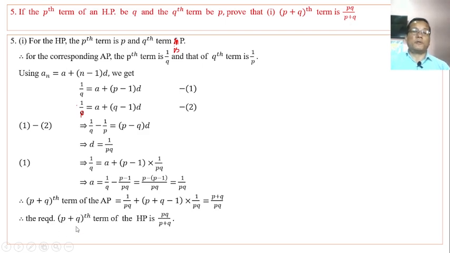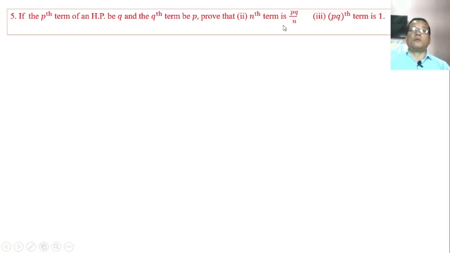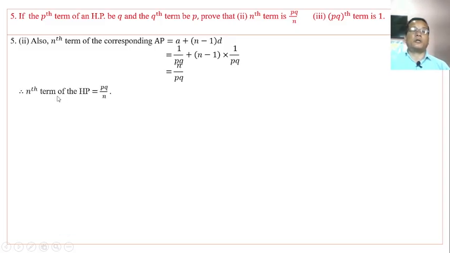Therefore, the required p plus q term of the HP is the reciprocal of this. For Roman number 2, the nth term is pq by n. The nth term of the corresponding AP is a plus n minus 1 times d, so the value simplifies to n by pq. Therefore the nth term of the given HP is the reciprocal.